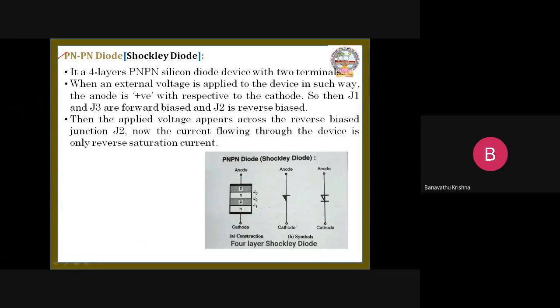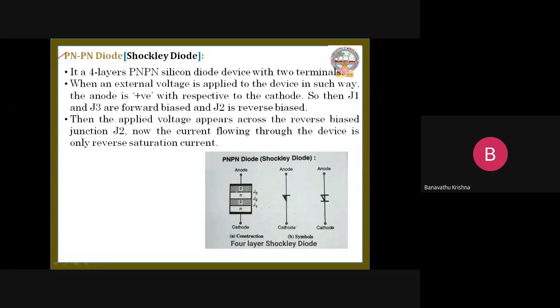Why is the name given as Shockley diode? Because it is the scientist's name. Here, this is the construction of this particular PNPN diode. Let us observe this structure here.